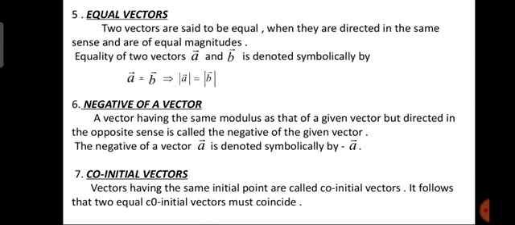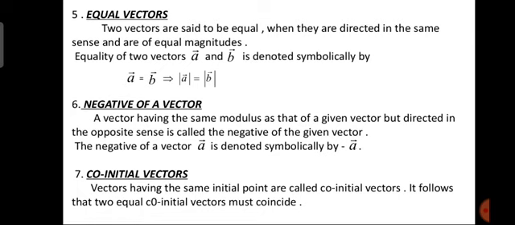Okay, and next is equal vectors. Two vectors are said to be equal when they are directed in the same sense and are of equal magnitudes. If they have the same direction and equal magnitude, we can say the vectors are equal. Then we symbolically denote modulus of vector A is equal to modulus of vector B.